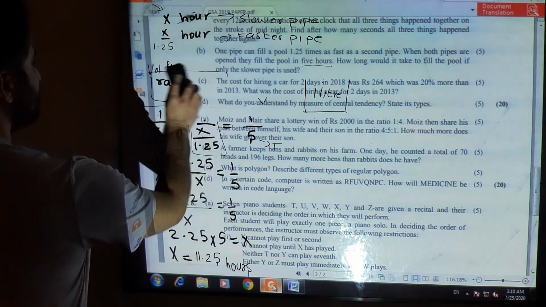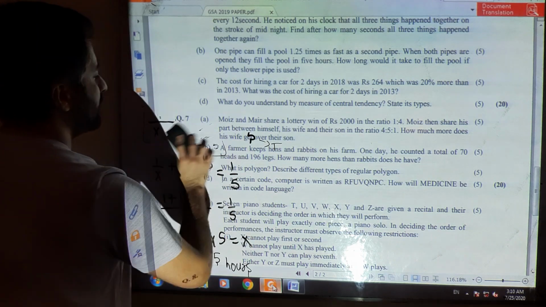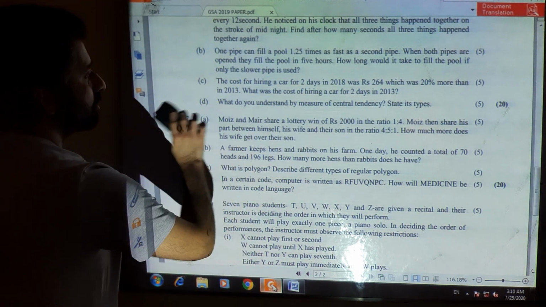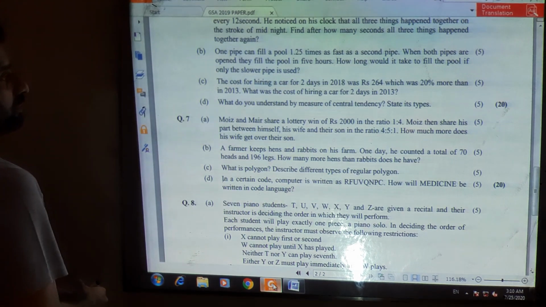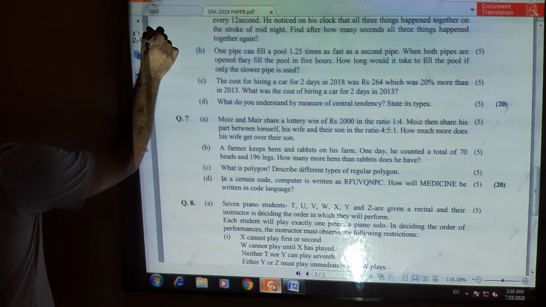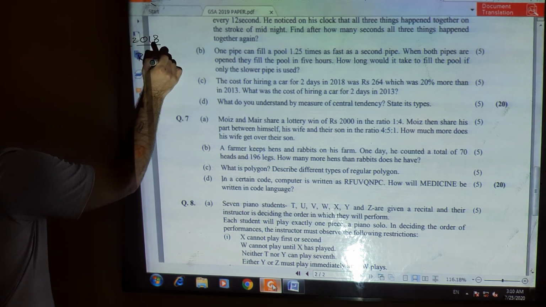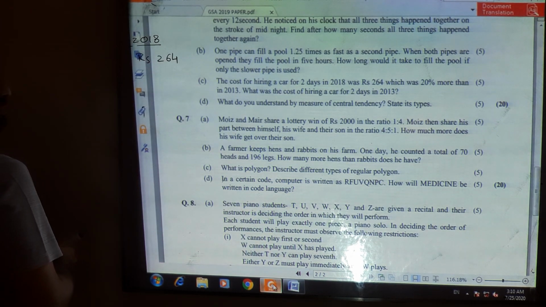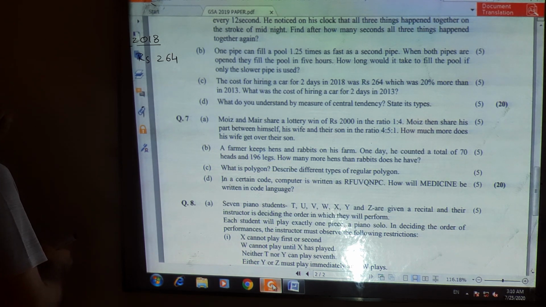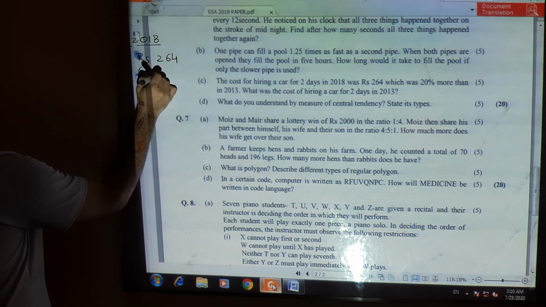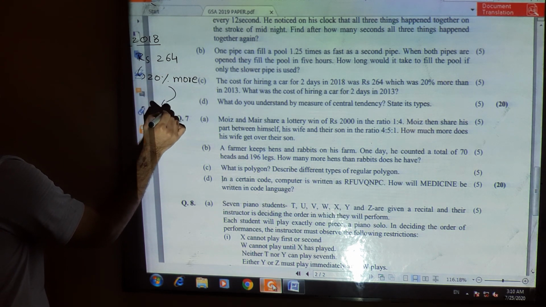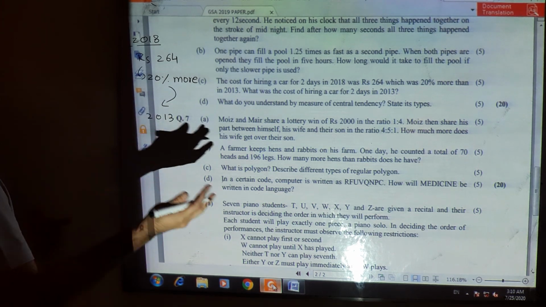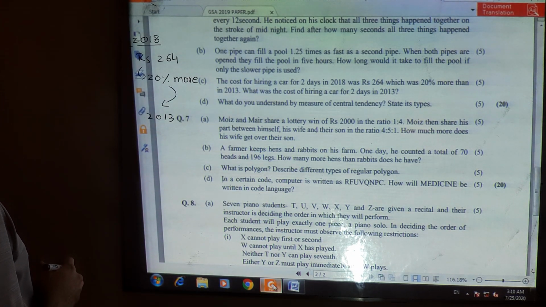and that was the solution for part B of question number 6. What about part C? The cost for hiring a car for 2 days in 2018 was rupees 264, which was 20% more than in 2013. So this is 20% more than whatever it was in 2013.